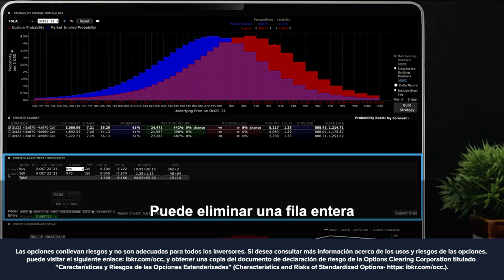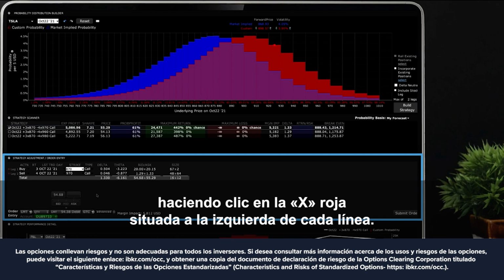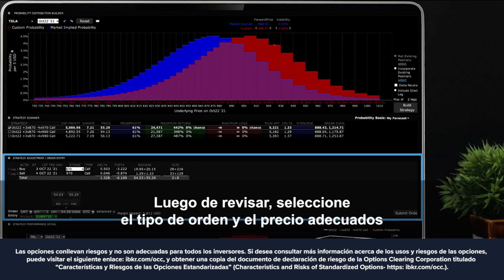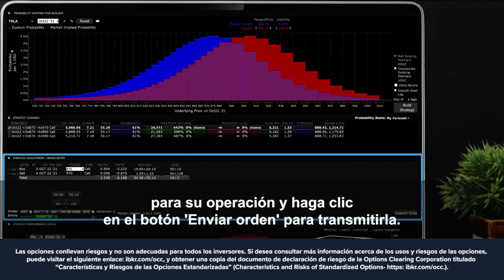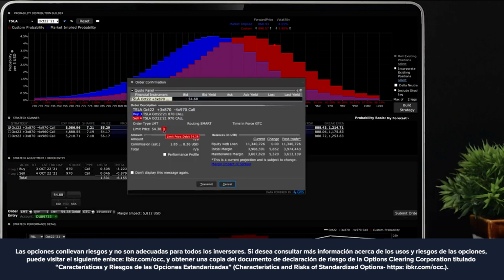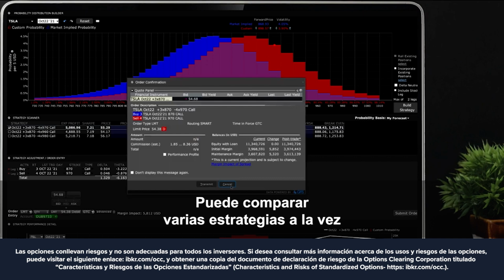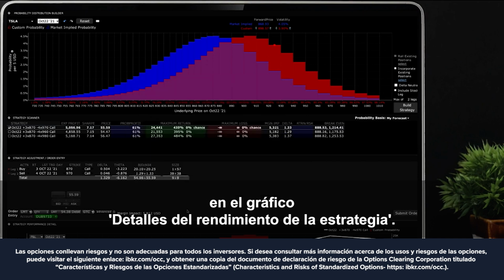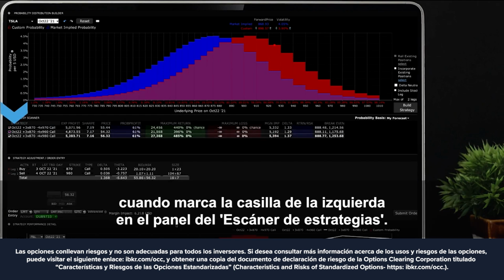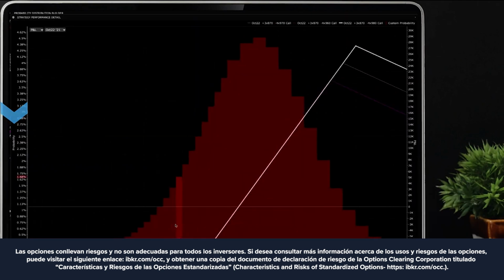You can delete an entire row by clicking the red X to the left of each line. Upon review, select the appropriate order type and price for your trade and click the Submit Order button to transmit. You can compare multiple strategies at once on the strategy performance detail graph. Each strategy is color-coded as you check the box to the left in the Strategy Scanner panel.